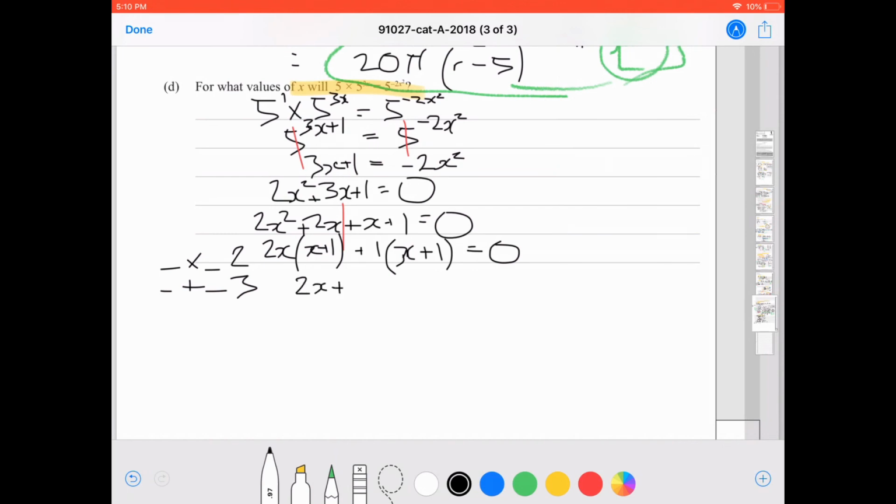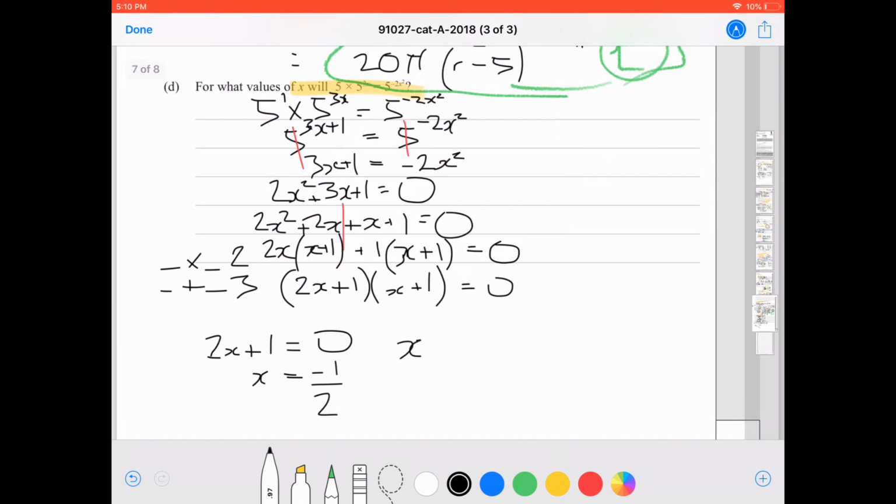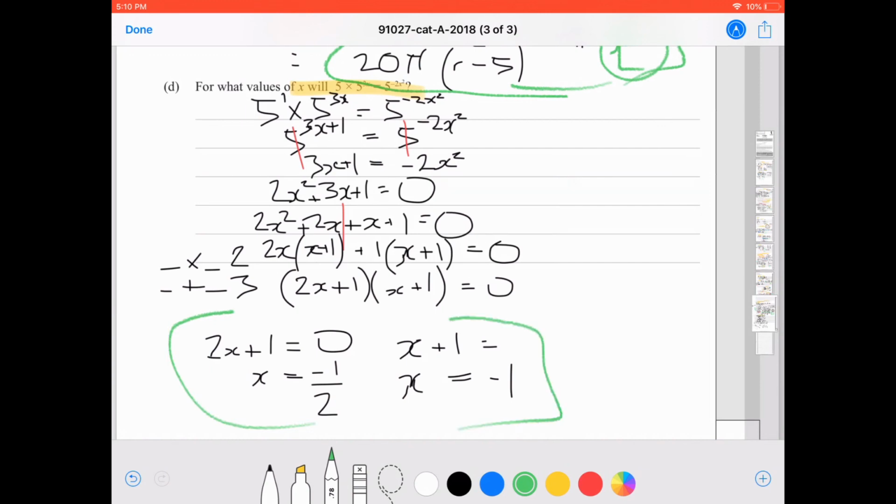So 2x plus 1 becomes a factor, and x plus 1 the other factor, and they equal 0. So looking at our first solution for x, 2x plus 1 equals 0, meaning x equals minus 1 over 2. And if x plus 1 equals 0, that means x equals negative 1. Okay, correct solutions, both solutions, gets you the excellence grade.